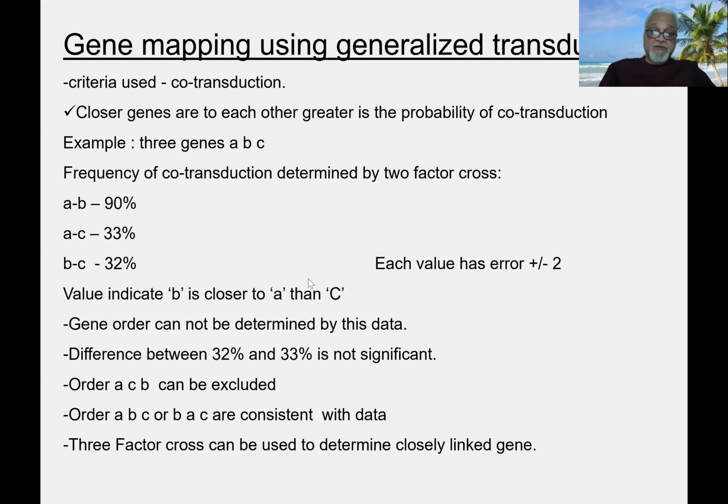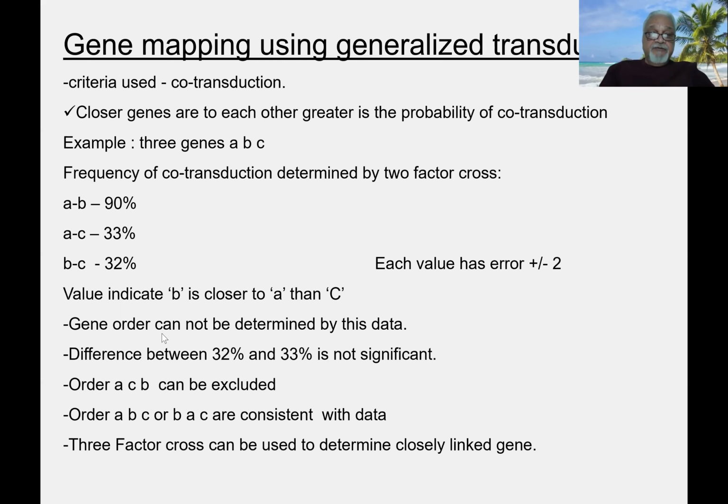So if you have this kind of data in an experiment of co-transduction of these three markers, what does it indicate? See, these two values are very close to each other. So this indicates that B is closer to A than C, because A and B have the maximum co-transduction frequency, 90%. So it means A and B are sitting close to each other as compared to C. C is slightly far away from them.